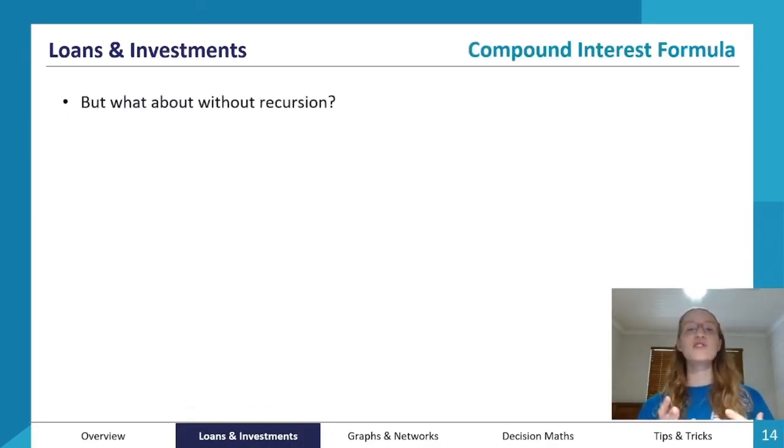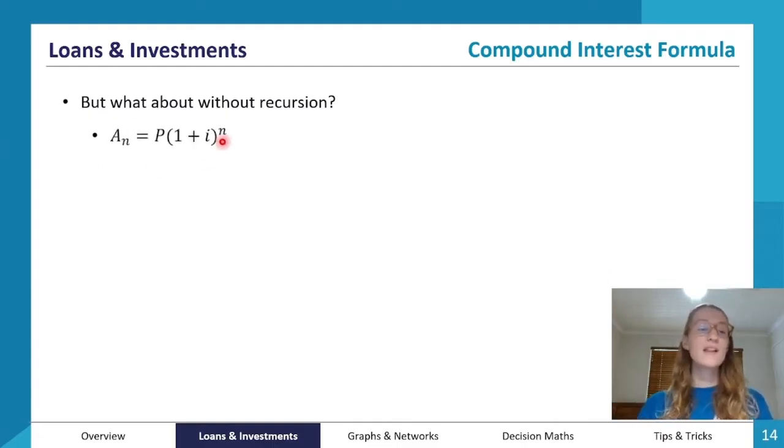So compound interest using recursion is quite time consuming. What if we wanted to do it without recursion? Thankfully, we have a formula for that, and it's a formula that many of you are probably familiar with. A_M equals P open bracket 1 plus i close bracket, to the power of n.